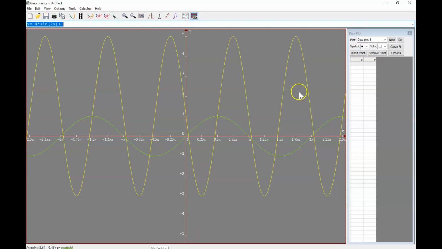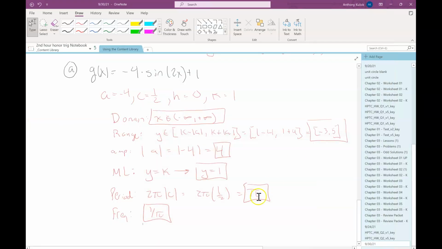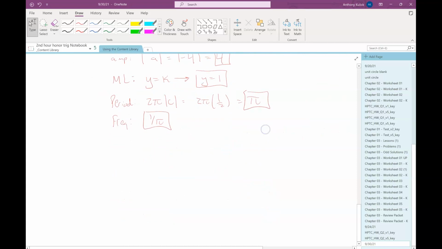Okay. Do we feel okay about pulling those values from the function like that? No big deal, right?